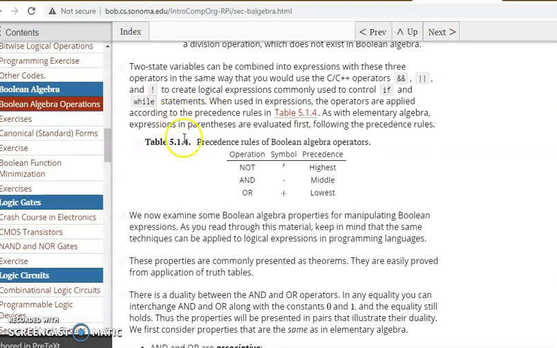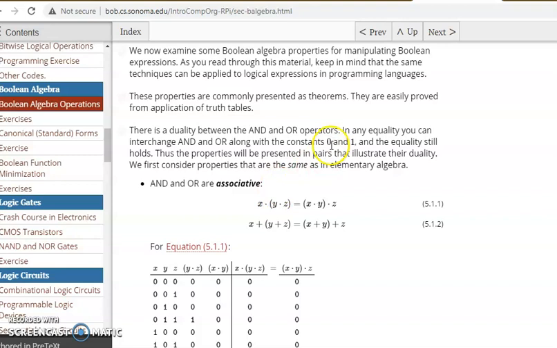So just like in elementary algebra, there are precedence rules of Boolean algebra. And so the highest is the NOT, and then we look at the AND, and then we look at the OR. And the same is true in elementary algebra, because first we look at the negative, then we look at the multiplication and division, and then we look at the addition and subtraction. So that's how there is a relationship.